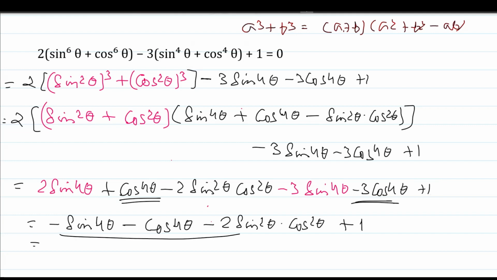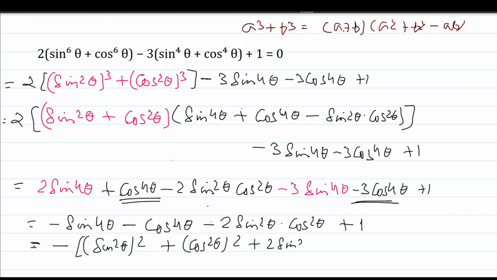Next, I'm going to take minus common from here so as to apply the identity. So I took minus common, and this I'm writing as sine square whole square, as to frame the identity of a plus b whole square. Since I've taken minus, this can be written as, same way, cos square theta whole square. Minus taken common here, so this becomes plus 2 times sine square theta dot cos square theta.